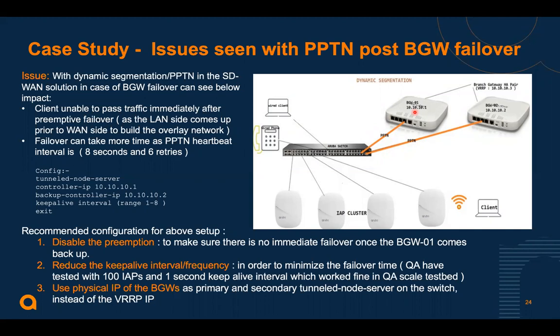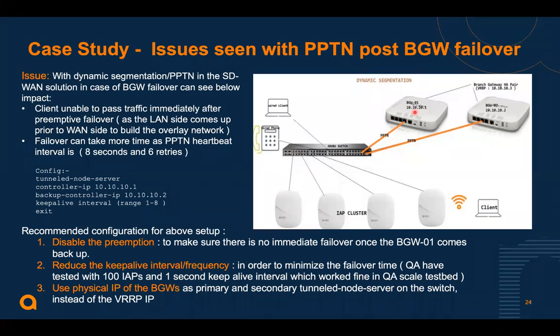And then after a discussion with our dev and also checking the configuration, we got to a conclusion, and the recommendation from our dev was that we could disable preemption, so that once branch gateway 1 comes back up, the failover is not happening immediately. And there was a test done by QA in our QA environment with 100 IAPs and keep alive set to 1 second, which is the minimum, and everything worked fine.